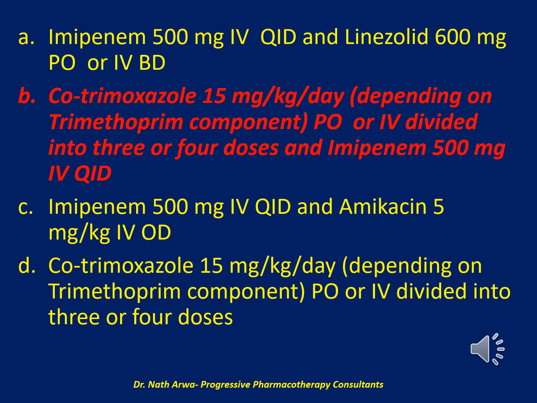That makes answer D incorrect. The combination of imipenem and cotrimoxazole, or imipenem cilastatin and amikacin, is considered first-line therapy. Amikacin should be dosed at 10 to 15 mg per kilogram intravenously once daily. That makes answer C incorrect, and answer B correct. Linezolid is an alternative agent that may be considered if one of the first-line agents cannot be used, which makes answer A incorrect. Please proceed to the next question.